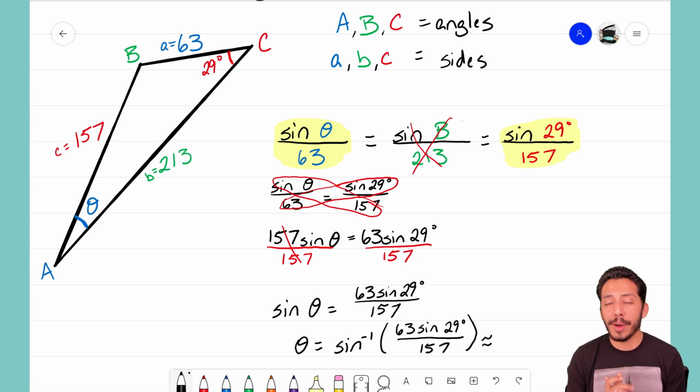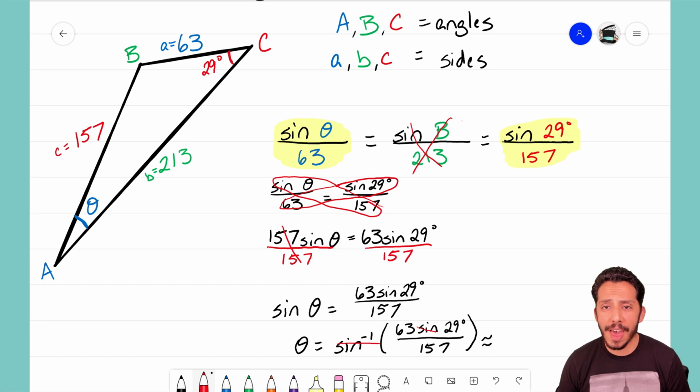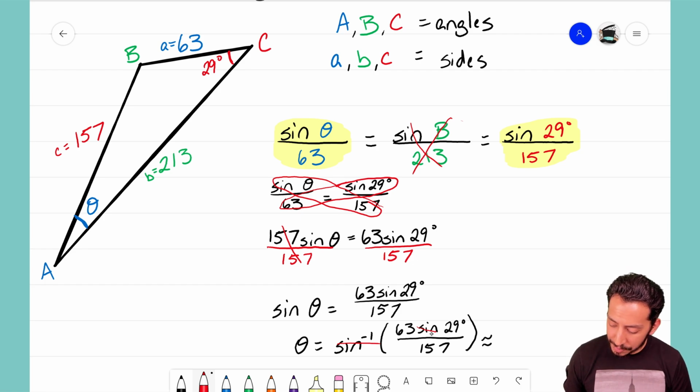A quick note, because I see this mistake come up a lot when students are working through this. Just because you have an inverse sine out here and a regular sine inside, they do not cancel out. You cannot do that. The math police will come and grab you if you try that move. That is an illegal move. You cannot do that because we have that 63 also attached there, so they're not going to cancel away. So what we get to do now is input that into our calculator.